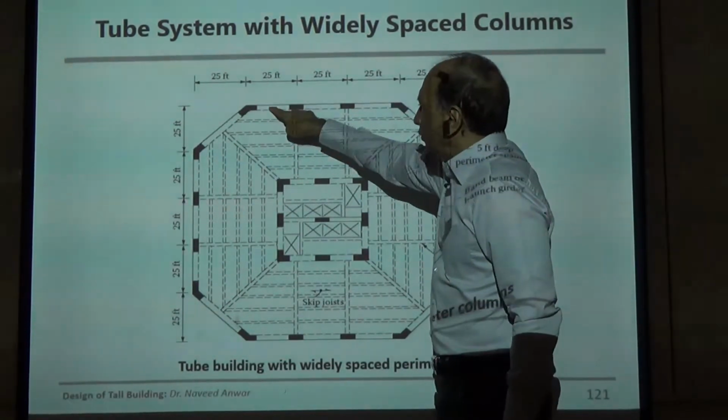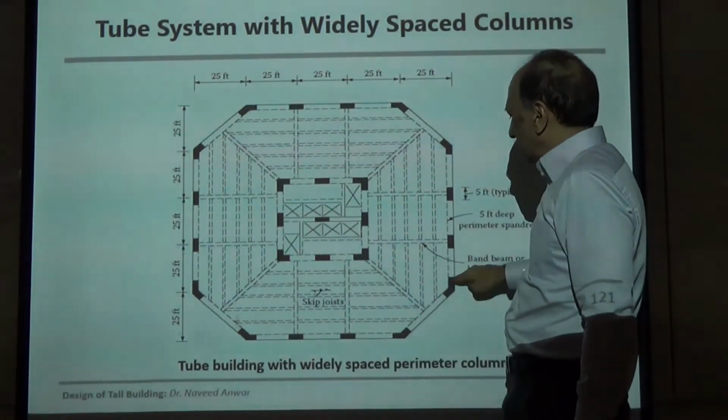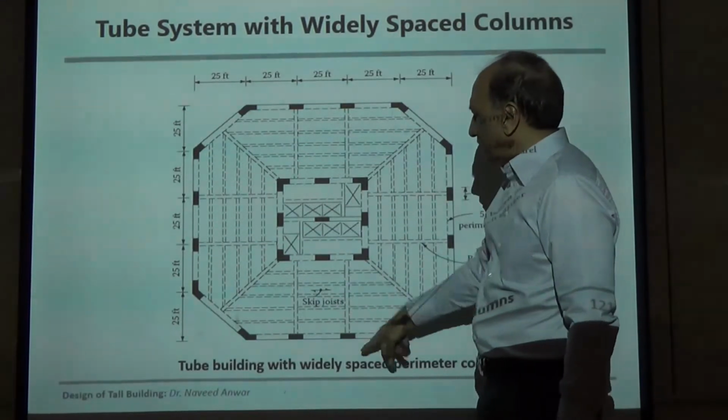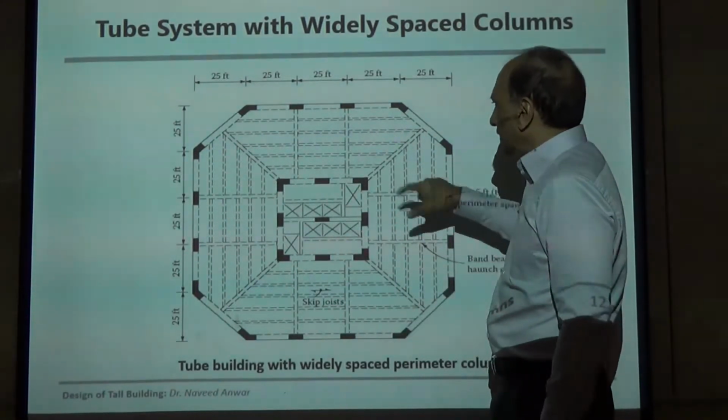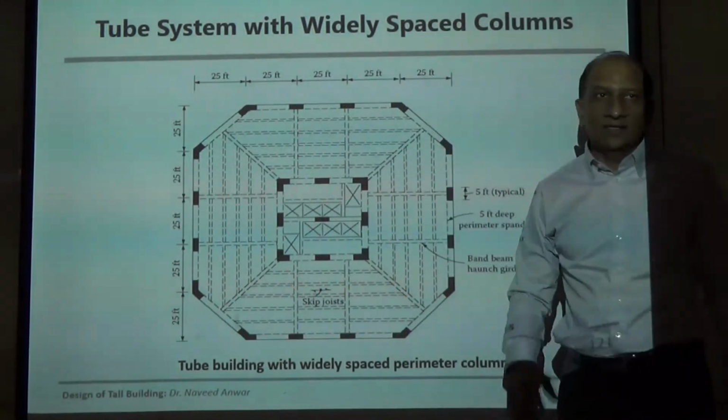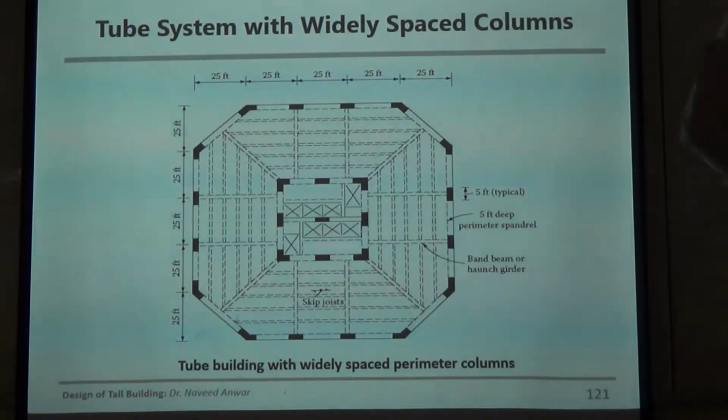That means you basically provide closely spaced columns and small beams, and you make the tube on the outside. So the whole building acts like a tube. It's like the building is conceived of as a big shear wall with openings. That's what we think about the building. It's a big shear wall with openings for windows, so columns and beams become part of that tube.